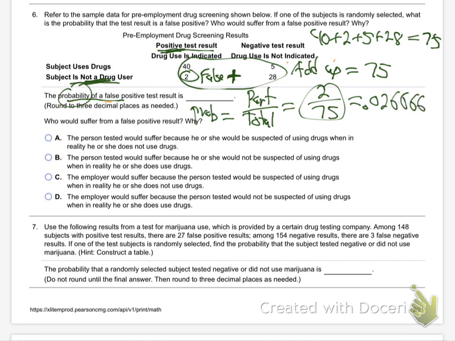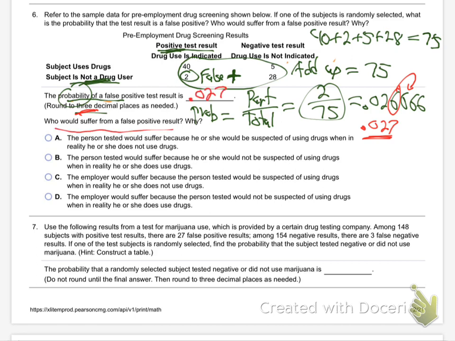I'm getting 0.026666. They want me to round to 3 places. So this is the 3rd place. You circle the place you're going to stop in, the 3rd place, and you look 1 to the right. If it's 5 or more, you go up, 0.027. So that's the probability of a false positive, 0.027.